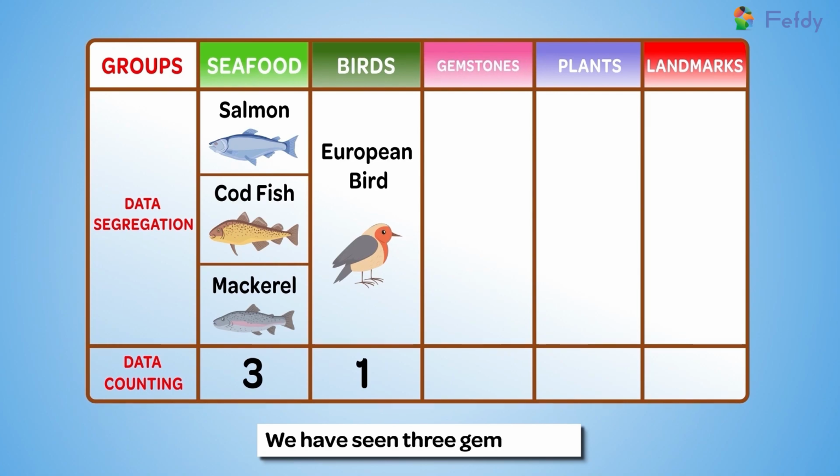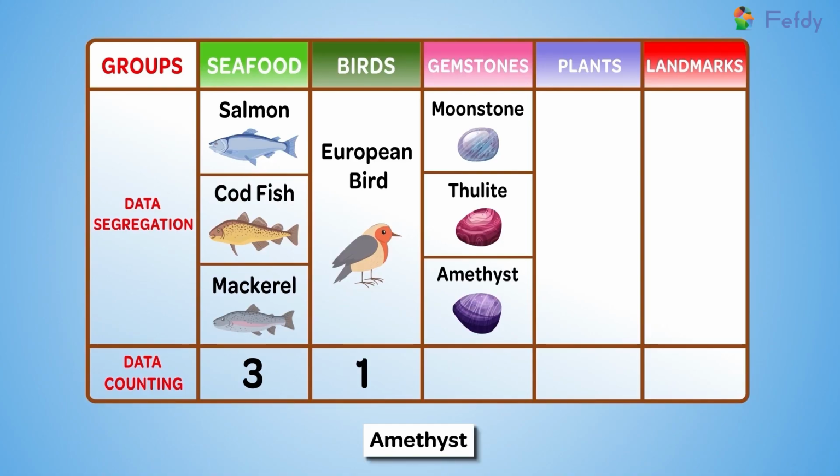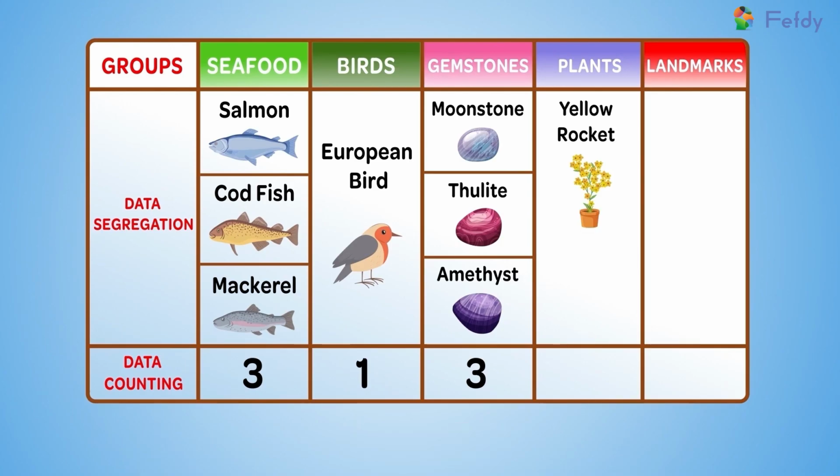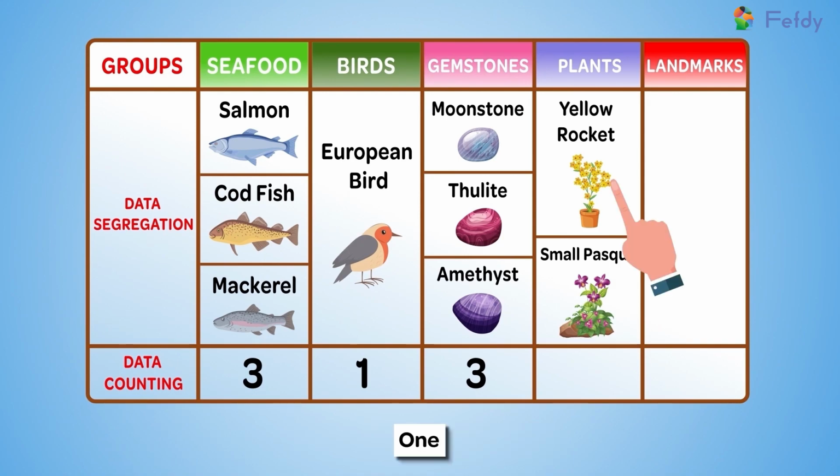We have seen 3 gemstones. Moonstone, thulite, amethyst. Can you count the data? 1, 2, 3. There are 3 gemstones. We have seen 2 plants. Yellow rocket, small passkey. Can you count the data? 1, 2. There are 2 plants.